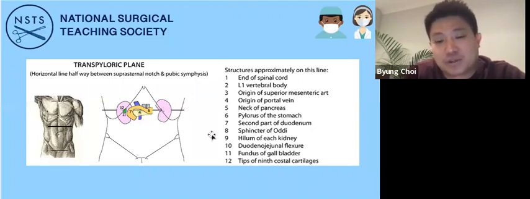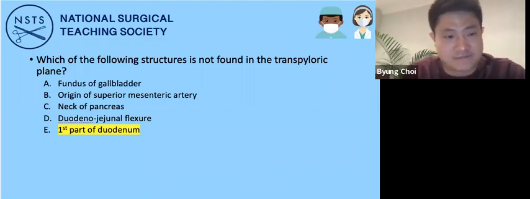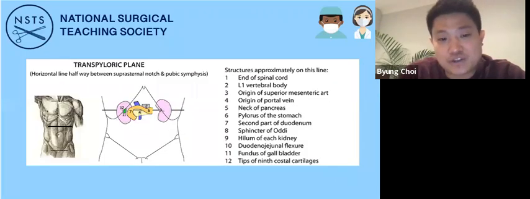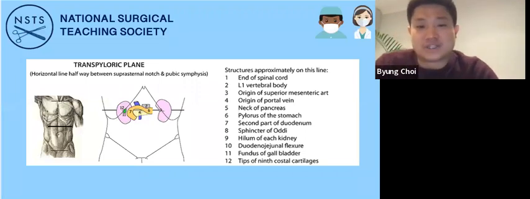And I'm sure you've come across lots of questions that essentially relate to this anatomical landmark. Now, the answer to this question was E, first part of the duodenum, because as you can see from the diagram, the rest are included in that exhaustive list. Rather than the first part of the duodenum, it's the second part of the duodenum that crosses that landmark. The first part is actually going up more superiorly before it comes down as the second part of the duodenum.